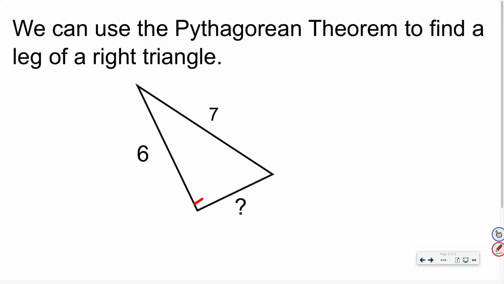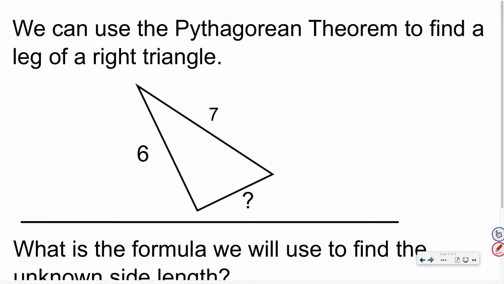So if you look here, this is the right triangle. Do we know the hypotenuse? Yeah, we know the hypotenuse. The hypotenuse is 7. So one of the legs is unknown. So we have to figure out this. We are still going to use this same formula to do that. Okay, what is that formula?